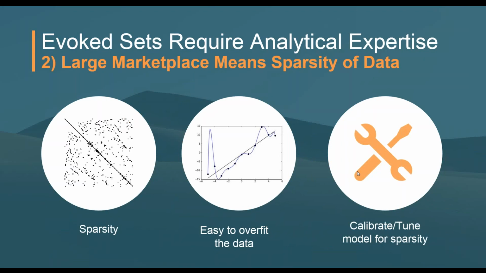One other challenge to overcome with evoked set is if you have hundreds of SKUs, you actually run into sparsity of data, because you can only ask so many choice tasks to a respondent, and eventually you still estimate a bunch of parameters for each respondent. So there's data sparsity. And it's also very easy to start overfitting the data. So eventually you will estimate a model with hundreds of parameters, and you only have 12 choice tasks. So be very wary of that. So you need to calibrate and tune your models for this sparsity.